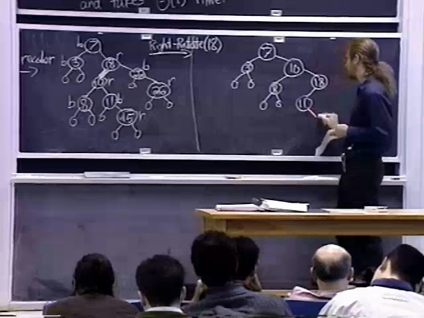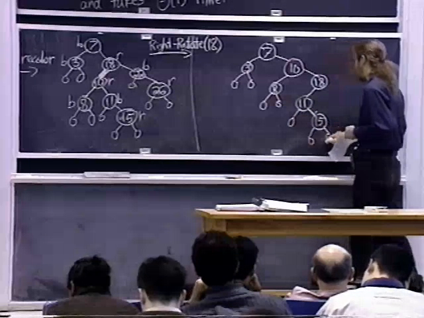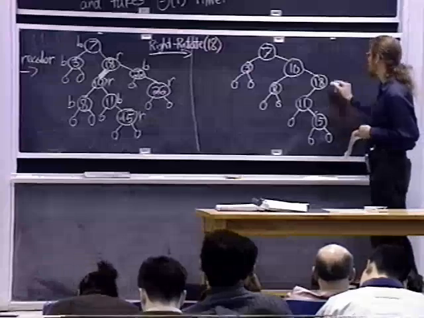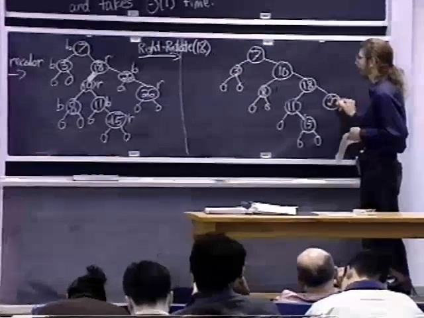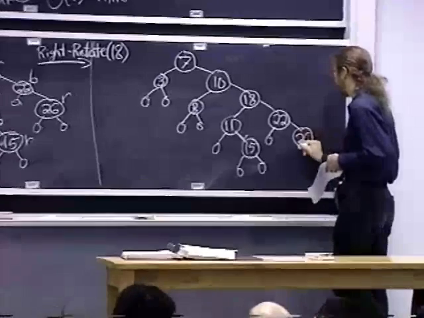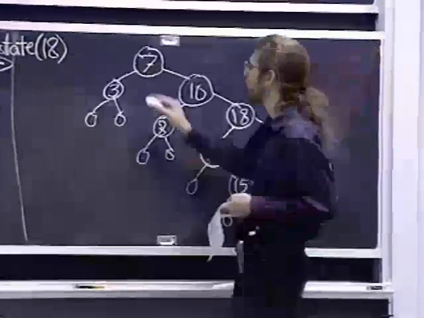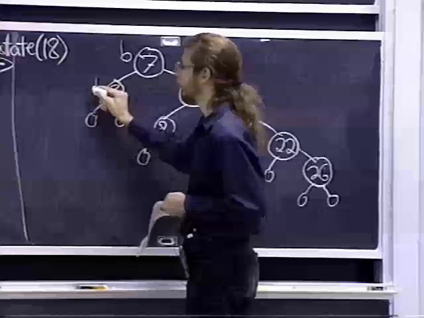Good. And all of its subtree. And the right child of 18 is the same as it was before. Okay, and the colors, so far I'm not going to change. I think that should work.